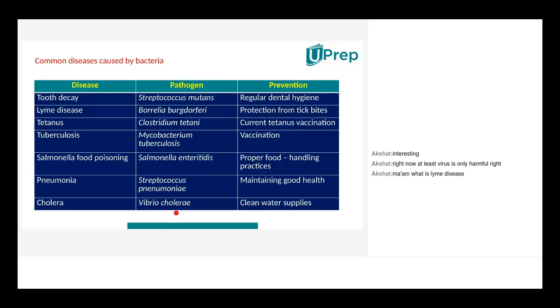Okay. So now when you take tooth decay, everyone knows we have to maintain dental hygiene in order to prevent it. So what is the pathogen which causes the rotting of the roots of the teeth, the gums, and the bad odor produced if you don't clean your mouth after eating your meal? That's all because of the Streptococcus bacteria.